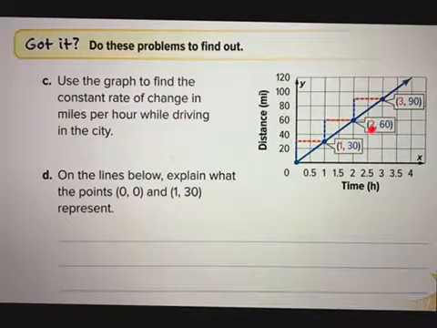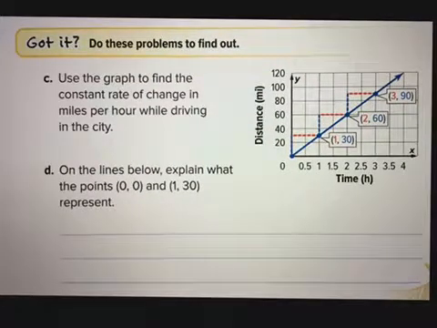If it changes to 3, this just changed by another 30 because we're adding 30 for the blue, okay, the miles. So it does, it goes to 3 and 90. So it is a constant rate of change. Okay, now let's analyze the graph. On the lines below, explain what the point 0, 0 means and 1, 30 represents.